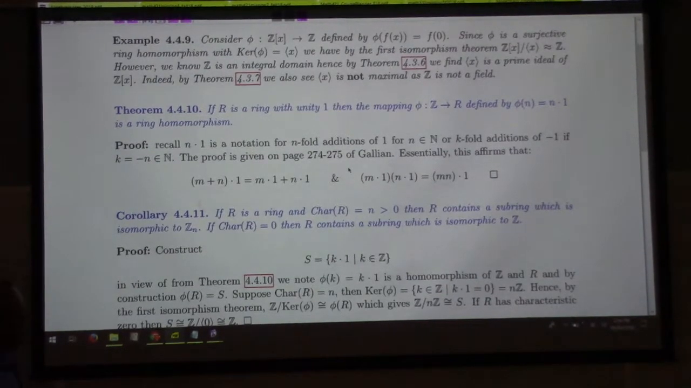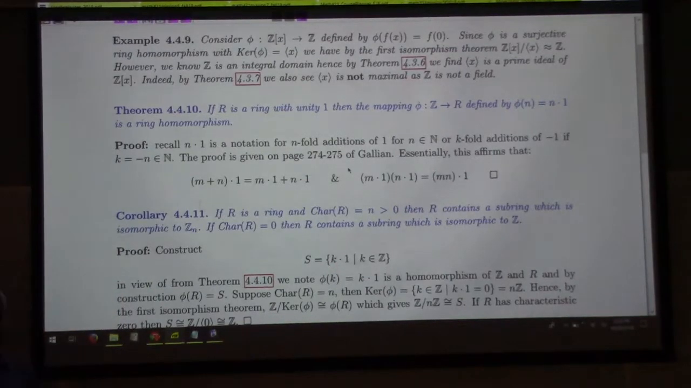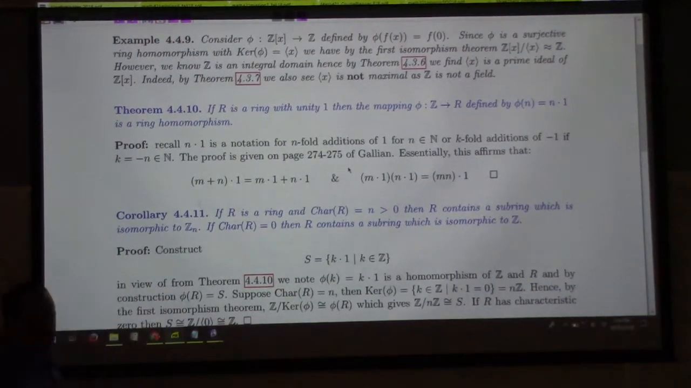So to prove that there's a subring, you construct this set, which is just multiples of 1. This set is the image of the homomorphism I wrote over here. It's the image of the phi homomorphism, and as such, it's a subring. Phi of r is equal to s. The kernel of phi, by the way, you can prove is nZ in the case of characteristic n. So by the first isomorphism theorem, Z mod the kernel is isomorphic to phi of R, which gives you that Zn subring in the characteristic n case.